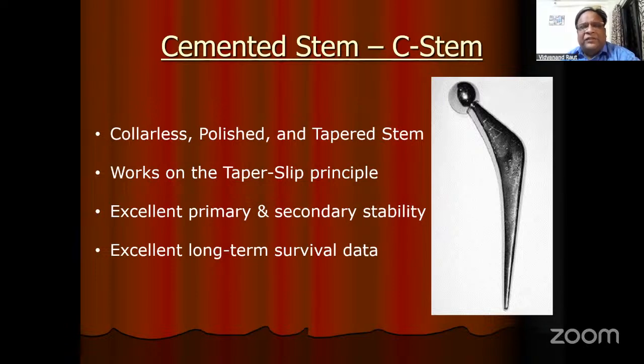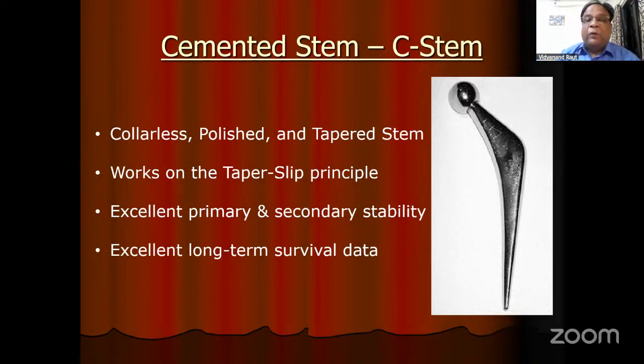Okay. The typical example for this is a C-stem from DePuy. Or from Stryker, we have the Exeter type. Both of these work on the same principle. They are collarless, polished, and tapered stems. So they work on the taper-slip principle. They don't have a collar. So theoretically, it allows a little sinkage.